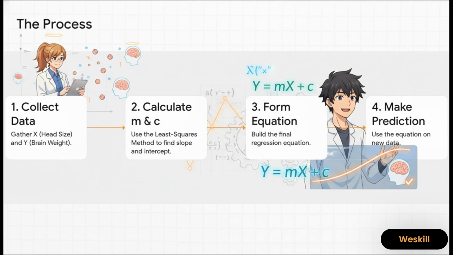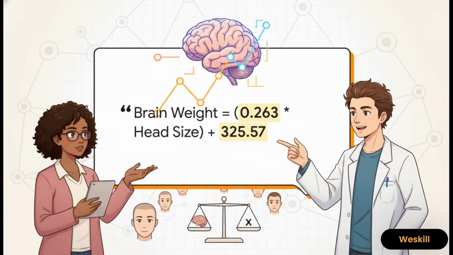And the process is always the same. We gather our data, with x being head size and y being brain weight. Then, we unleash the least squares method to calculate the best possible slope, m, and intercept, c. Once we have those two numbers, we can build our final predictive equation. And here it is. After the computer crunches all the numbers, this is the equation it gives us. But what do these numbers actually mean? Well, that slope, 0.263, tells us that for every 1 cubic centimeter increase in head size, our model predicts a 0.263 gram increase in brain weight. The intercept, 325.57, is just our starting point. This formula has now captured the specific relationship between these two variables.